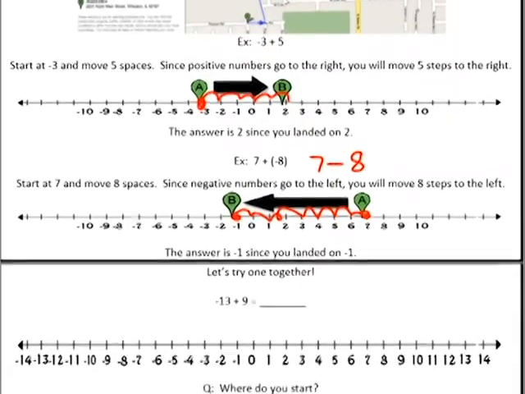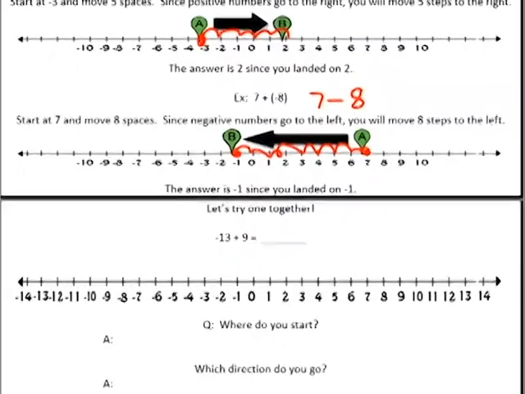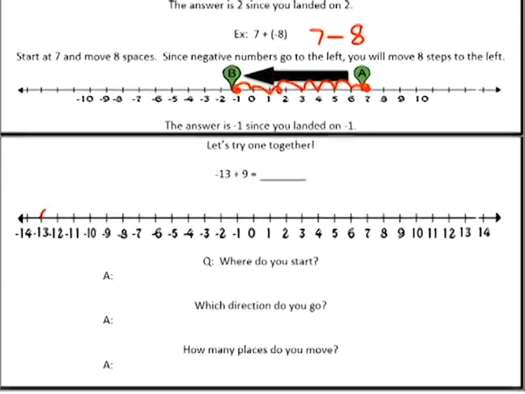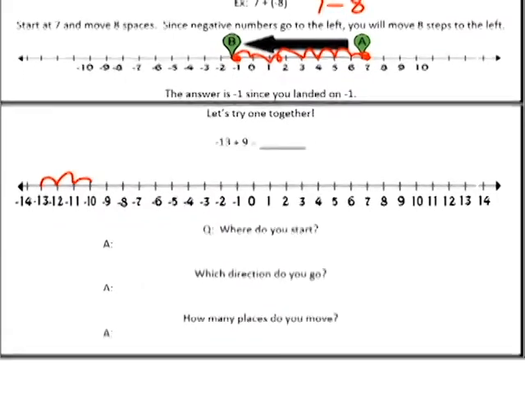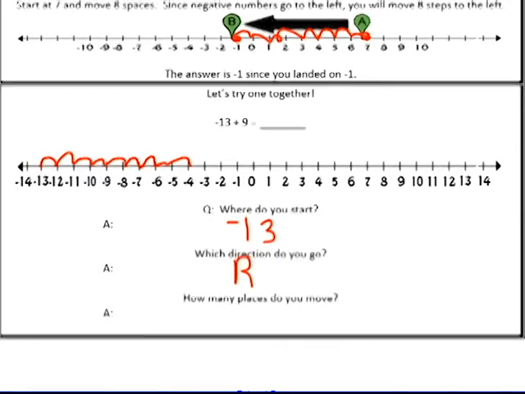Let's try one together. Negative 13 plus 9. Start at negative 13. 9 is positive, so I go to the right. 1, 2, 3, 4, 5, 6, 7, 8, 9. So where did we start? We started at negative 13. Which direction did we go? To the right. And we moved 9 places to the right. So negative 13 plus 9 is negative 4.